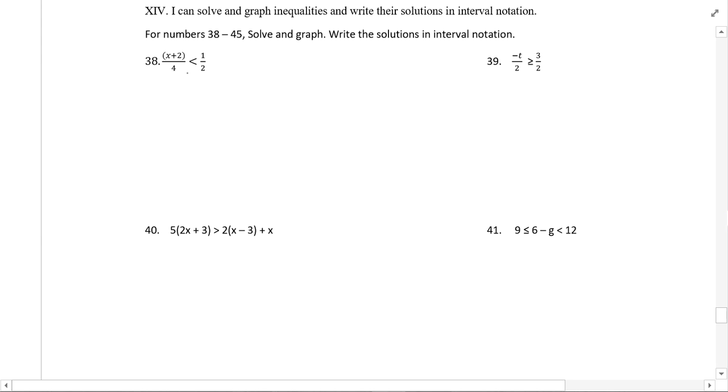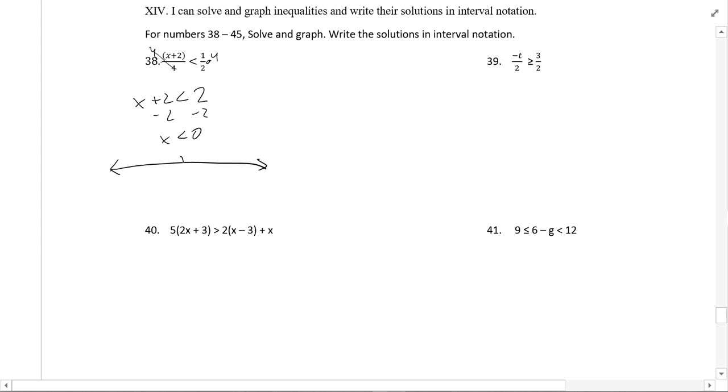All right, so I want to solve for x. So first what I'm going to do here is multiply each side by 4. That's going to cancel this out. So I get x plus 2 is less than 1/2 times 4, which is going to give me 2. So I'm going to subtract 2 from both sides. So I get x is less than 0. All right, so when I go to draw this out, it would look like this.